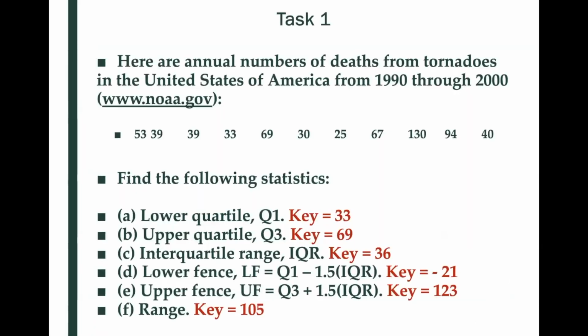Task 1. Here are annual numbers of deaths from tornadoes in the United States of America from 1990 through 2000. So here we have a list of numbers, and we want to find the following statistics. We'll want to find the lower quartile, the upper quartile, the interquartile range, the lower fence, which is calculated with quartile 1 minus 1.5 times the interquartile range, and then the upper fence, which is equal to quartile 3 plus 1.5 times the interquartile range, and then to calculate the range.